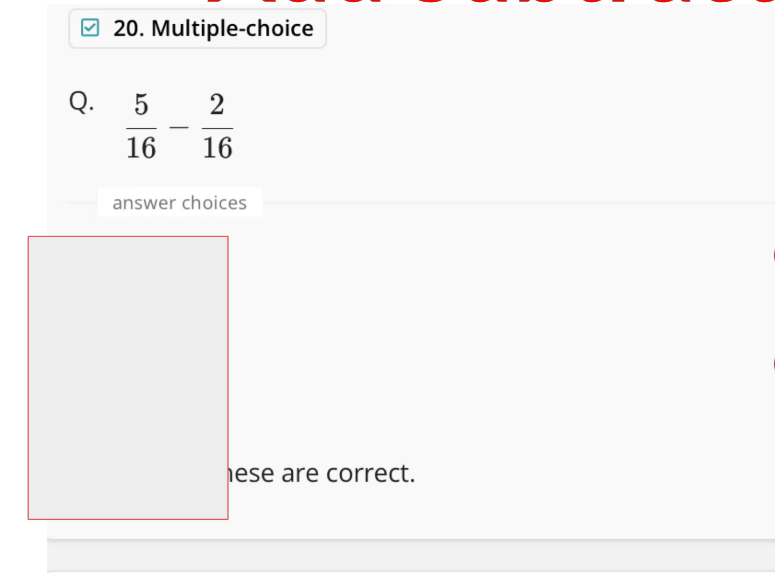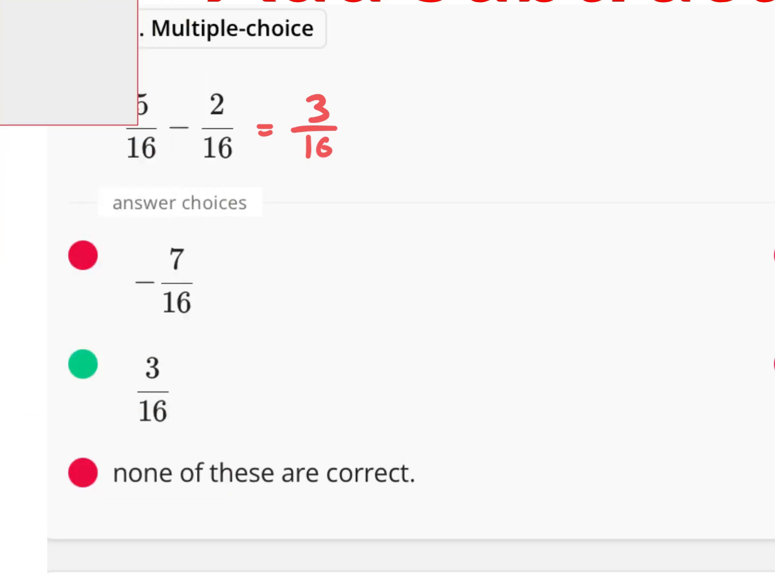It's super easy when you have a common denominator. When you have a common denominator, it's really easy to add or subtract fractions, because all you're really doing is writing it over that denominator, and simply doing 5 take away 2. 5 take away 2 is 3. So the answer is 3/16, and that's what we saw down here, 3/16. That's why it's in green.